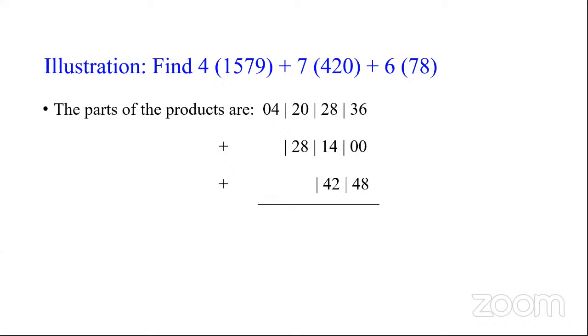Now vertical addition. 84 for first, 36 plus 48, 84, 24 plus 14 plus 42. Do by your way. Answer is again 84. 20 plus 28, 48 and 04. So I have 4 parts for my answer.